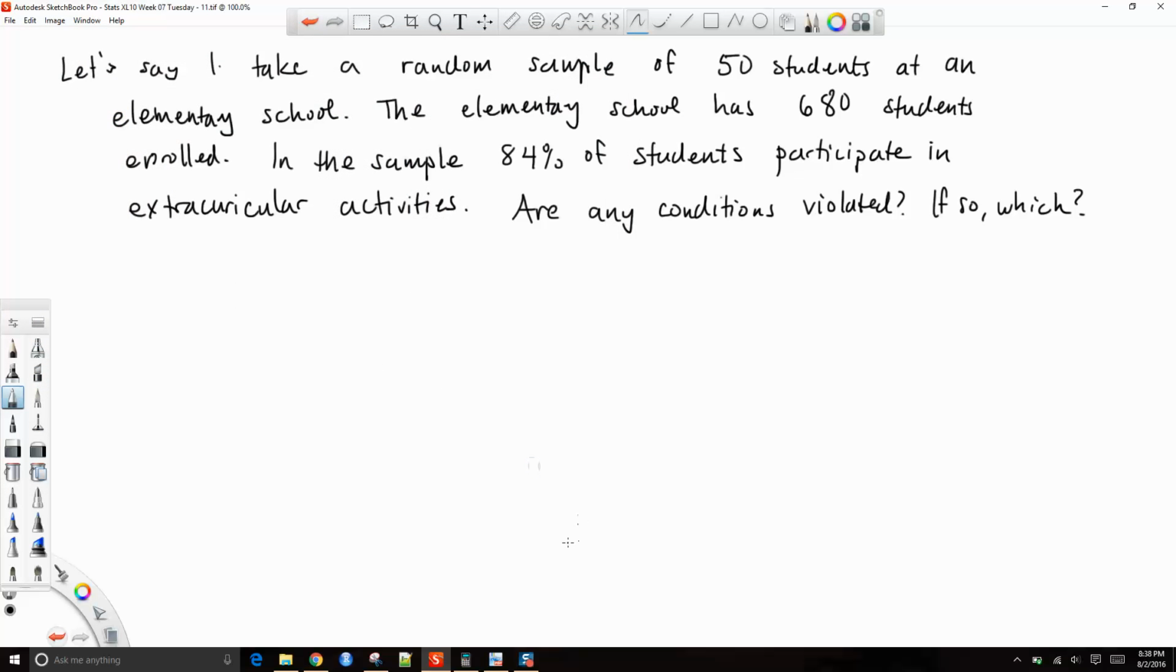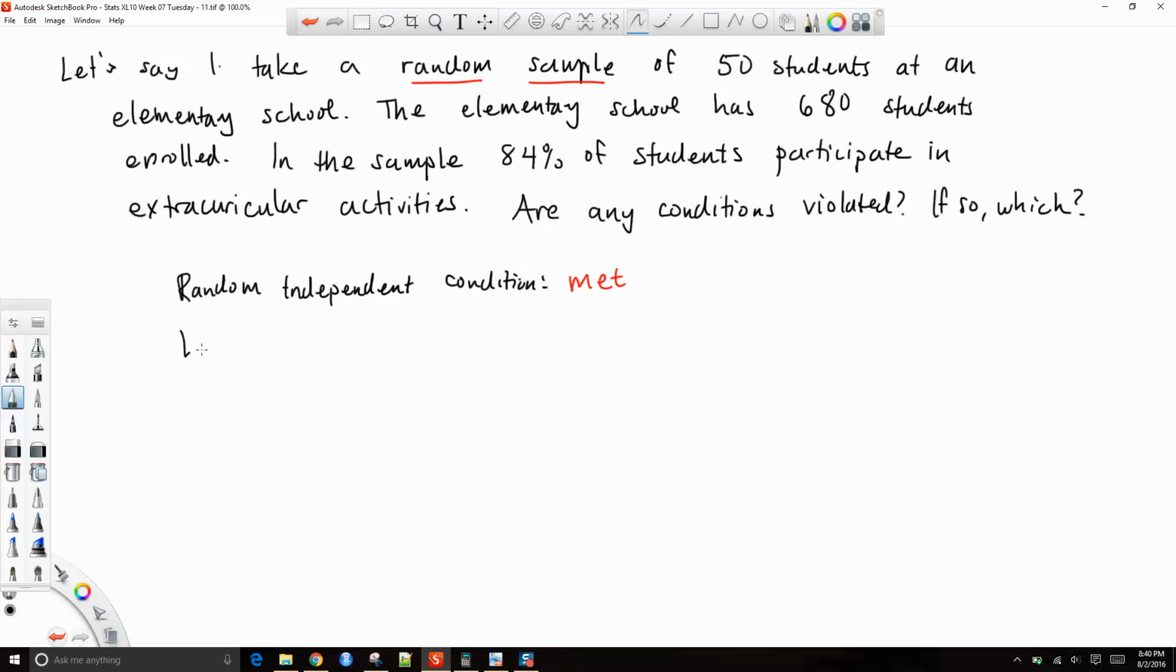Okay, go ahead and take a minute to see if you can identify which, if any, of the 3 conditions are violated. Do we have an answer? Okay, let's take a look. Okay, so random and independent condition. Well, when we read the problem, it says we take a random sample of 50 students. So this condition is met.